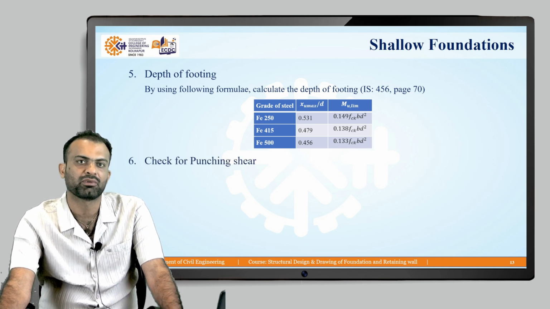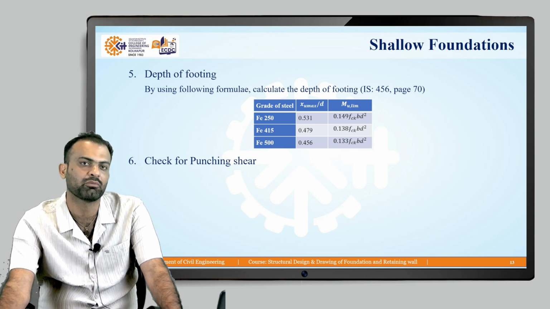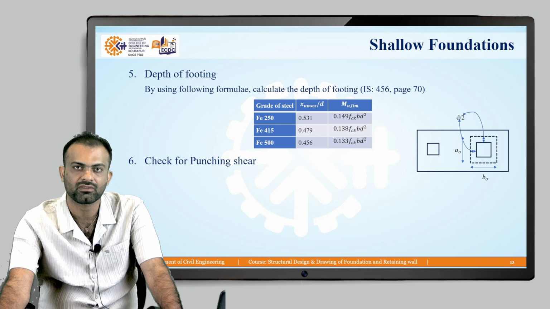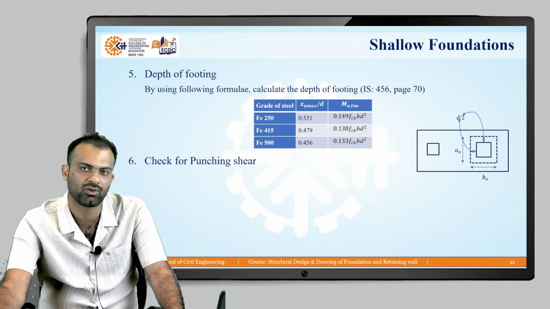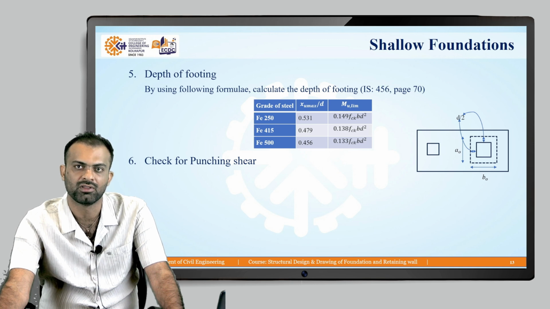Once we calculate the depth of the foundation, we have to check whether the depth of the foundation is sufficient to take care of the punching shear. If you look at this diagram, I already told you the critical plane for the punching shear is at a distance of D by 2 from the face of the column. So the punching shear is acting at this perimeter around the column. We need to consider this area to check for the punching shear.